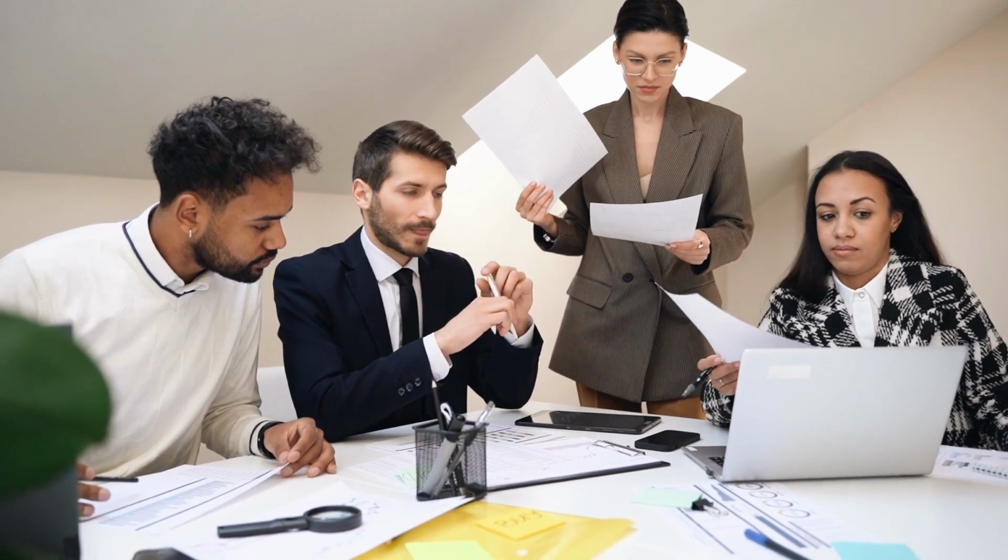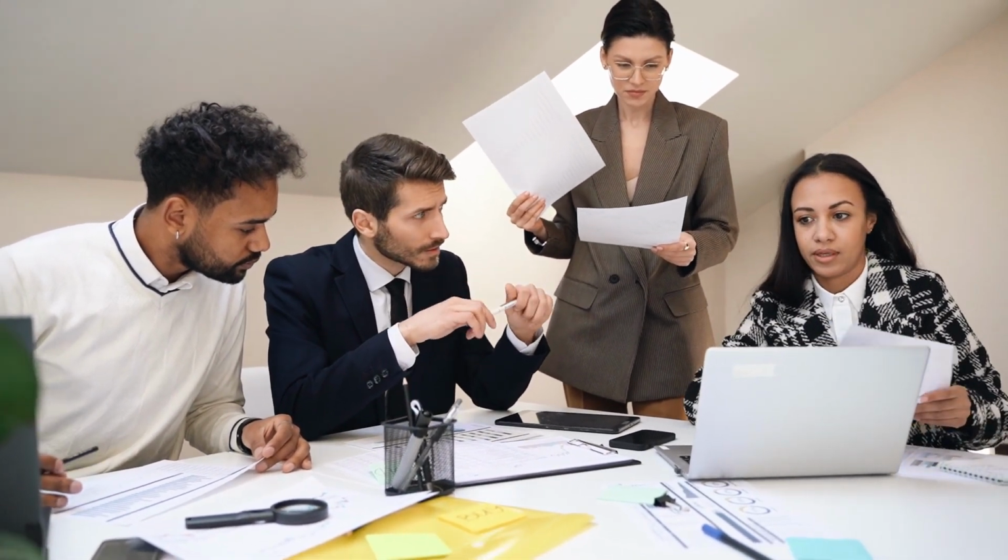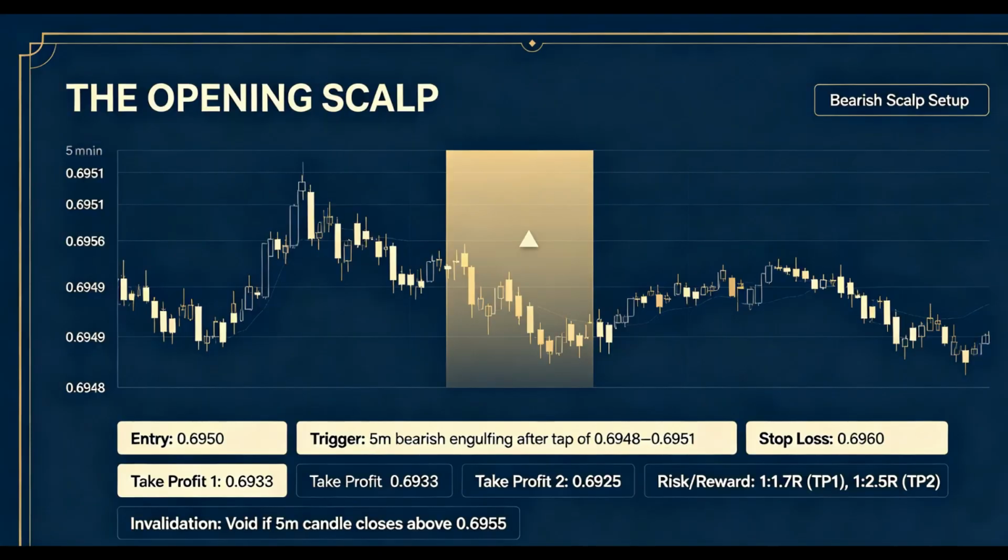Keep watching, because these 3 setups are mapped to the tick. I'm giving you 2 scalps and 1 swing, all built around the trap at 0.6945.